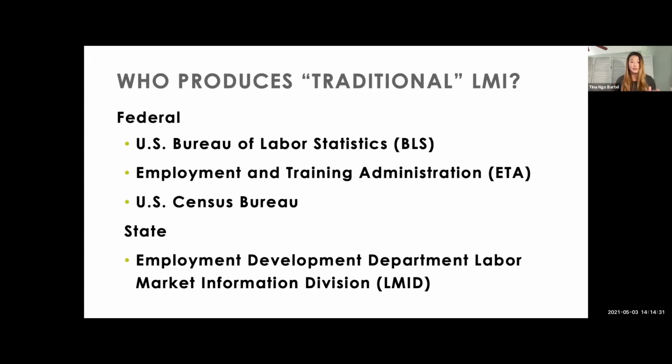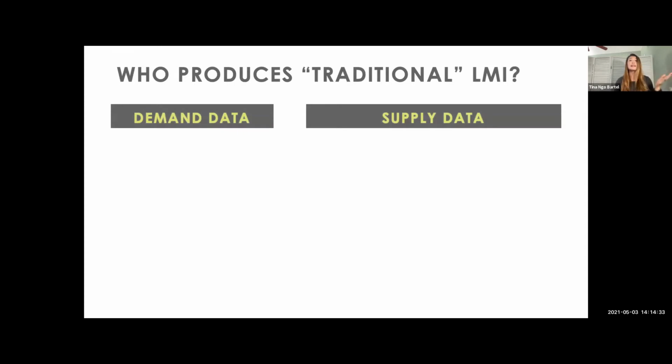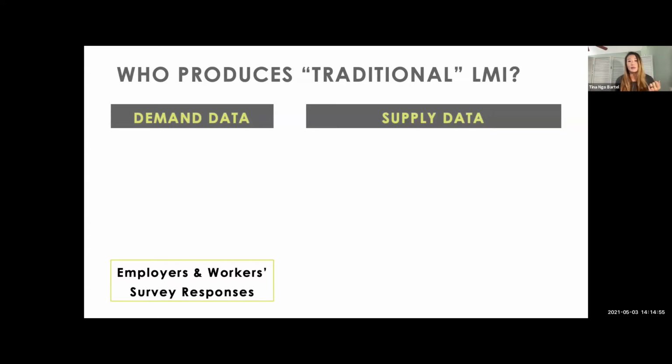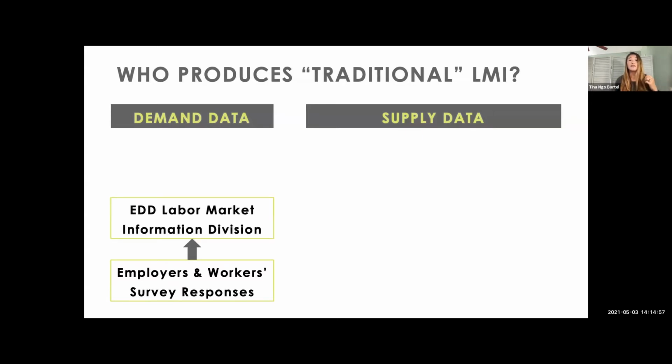Just to give you a visual, this is how it really looks. So on the demand side, employer demand, or what employers are looking for in the workforce, EDD, or an equivalent labor market information division, or again, statistical agency, will survey employers and workers. They take those responses from employers and workers, EDD takes that, and then they report it to the US Bureau of Labor Statistics. So we get data on employers and workers in that kind of pathway.